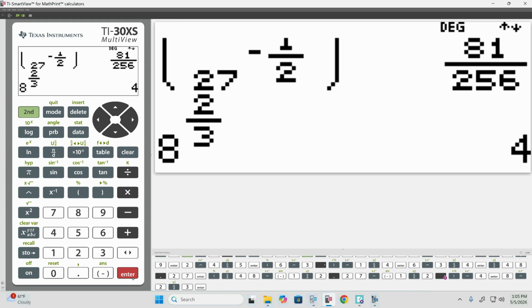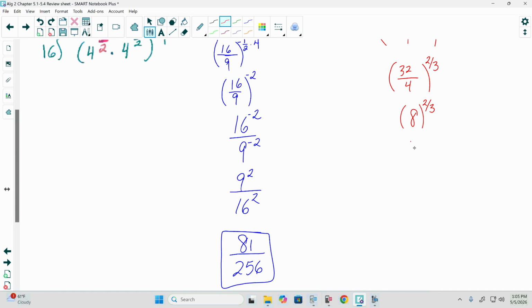Eight to the 2/3 is indeed 4. And when you think about fractional exponents, the denominator tells me what root. It's a cube root that we're looking at. What times itself three times is 8? Well, that would be 2. So the cube root of 8 is 2.